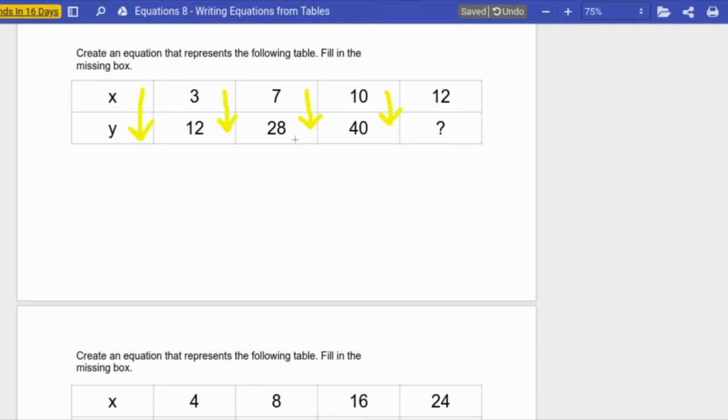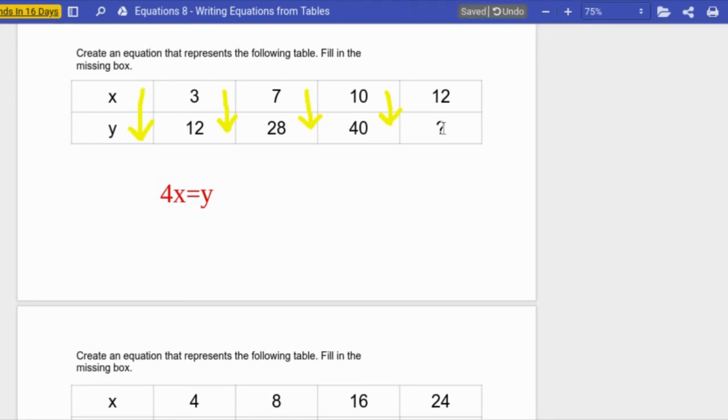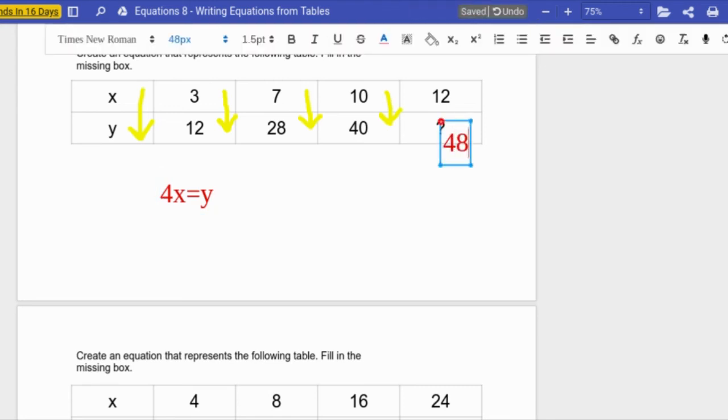So it looks like to get from 3 to 12, I can do 3 times 4. Does 7 times 4 work here? Yep. Does 10 times 4 work there? Yep. So it looks like I'm taking x and I'm timesing it by 4, and that equals my y. So if I do that here, 12 times 4 is 48.